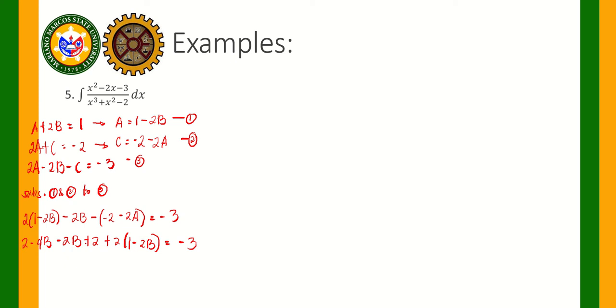Okay, so 2 plus 2, that is equal to 4. And then negative 4b minus 2b, that is equal to negative 6b. And then simplify natin to, plus 2 minus 4b equal to negative 3. So 4 plus 2, that is equal to 6. Negative 6 minus 4, that is equal to negative 10b equal to negative 3.